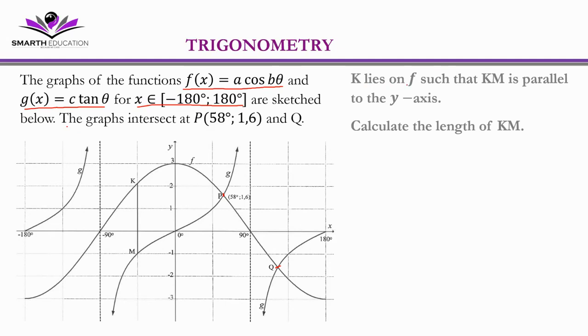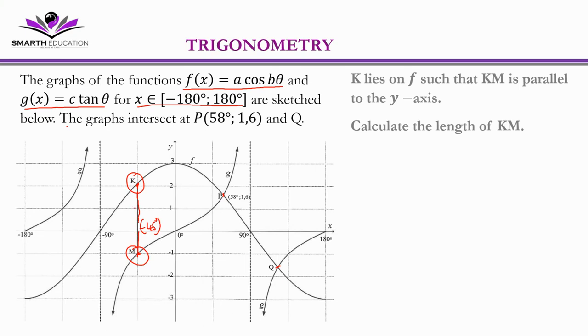K lies on f such that KM is parallel to the y-axis. So KM is a vertical line. Calculate the length of KM. So we want to find the length of KM. So this is negative 45 degrees here. Okay. So we need to find the coordinates of K and then find the coordinates of M. And then using the y-coordinates, we can find the length of KM.